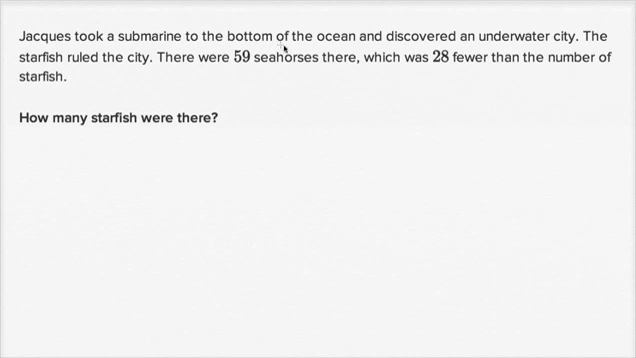Jacques took a submarine to the bottom of the ocean and discovered an underwater city. The starfish ruled the city. This is fascinating. There were 59 seahorses there, which was 28 fewer than the number of starfish. How many starfish were there?